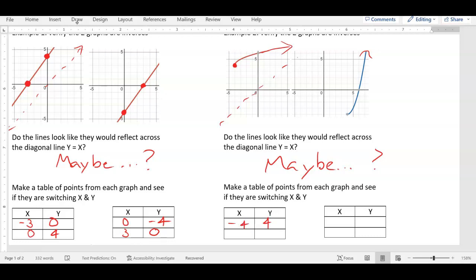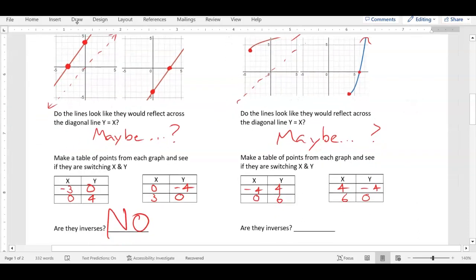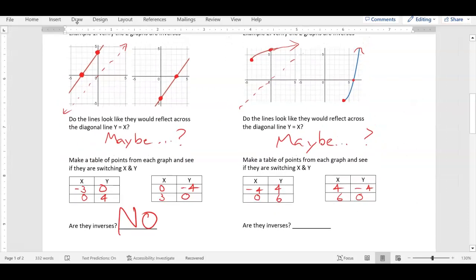And then the y-intercept right here, what's this coordinate? 0, comma 6, that's good. All right, now the other vertex on the blue line here, the x value is 4, the y value is negative 4. The x-intercept is at 6, comma 0. Okay, looking at those tables, are they inverses? The x and y switch, yes.